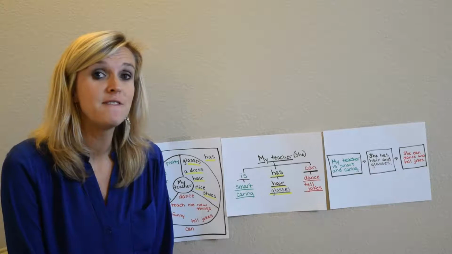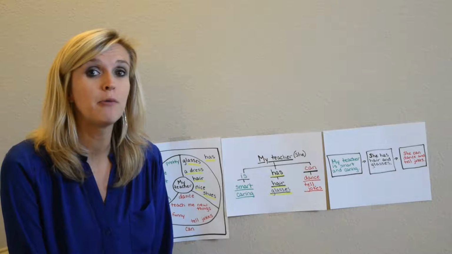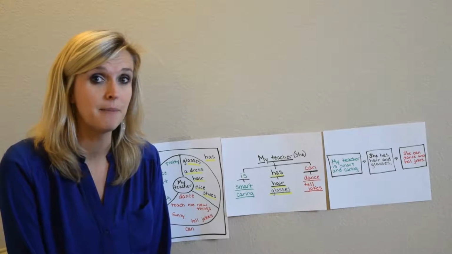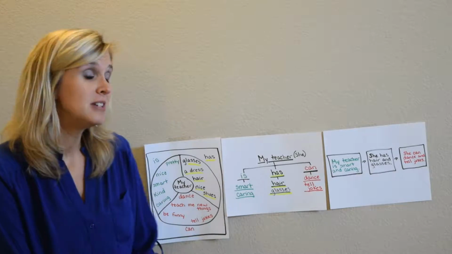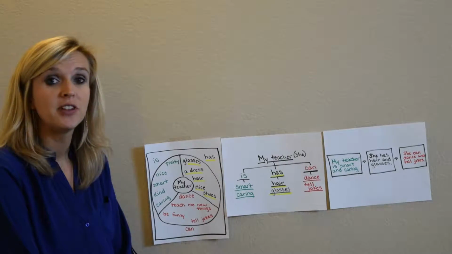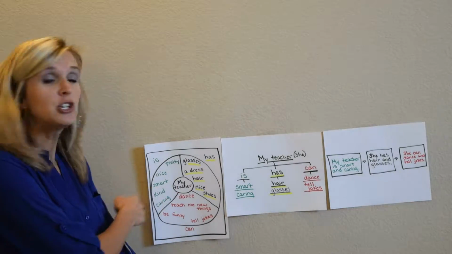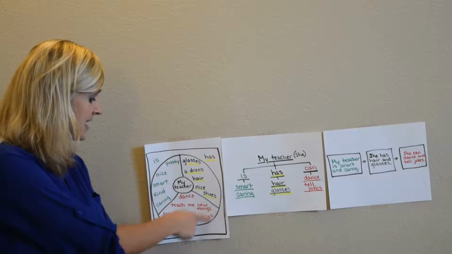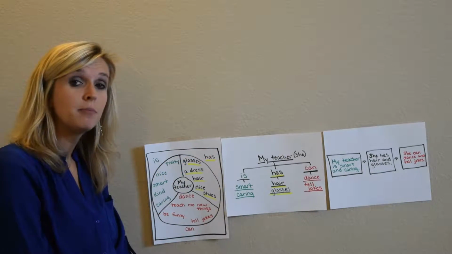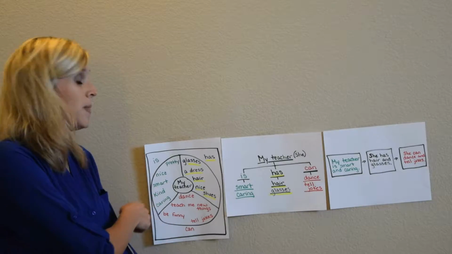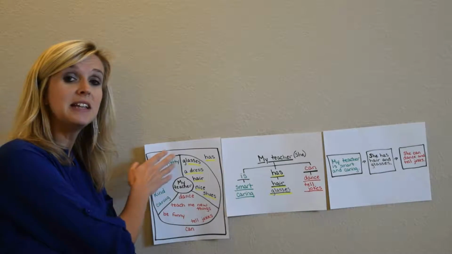I chose something that I felt students would be familiar with so that we could get a lot of ideas out of them as a group activity. So in today's example, they are going to write about their teacher. You put the topic in the middle of your circle map, and then I chose the words is, has, and can so that we could create complete sentences. When they're brainstorming, I like to do it into categories.